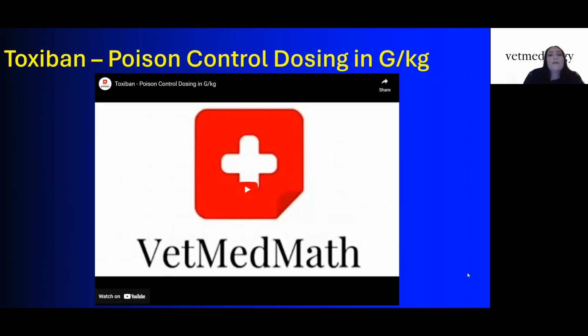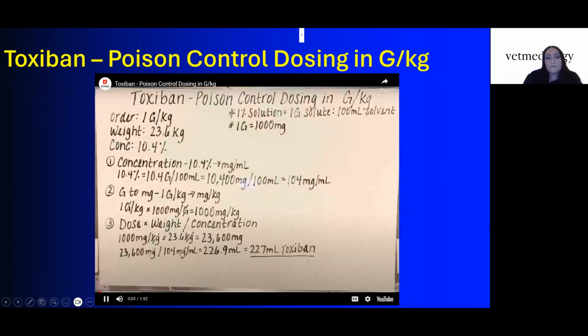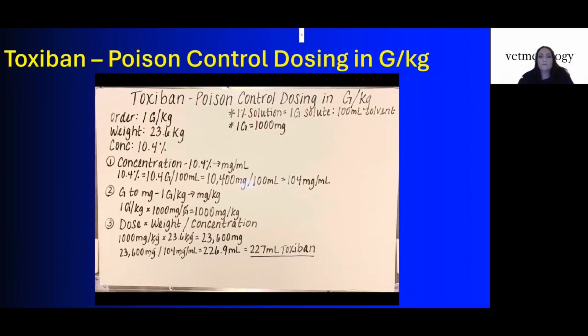Okay. So Toxaban for poison control dosing in grams per kg. I have a video for you to watch. So we're going to be talking about Toxaban, the poison control dosing in grams per kg. Order is 1 gram per kg from poison control, and then the weight is 23.6 kgs. Our concentration of activated charcoal is 10.4%. We need to know that a 1% solution equals 1 gram of solute to 100 mils of solvent, and that 1 gram equals 1,000 milligrams. First, we're going to solve for our concentration and get it into mgs per mil.